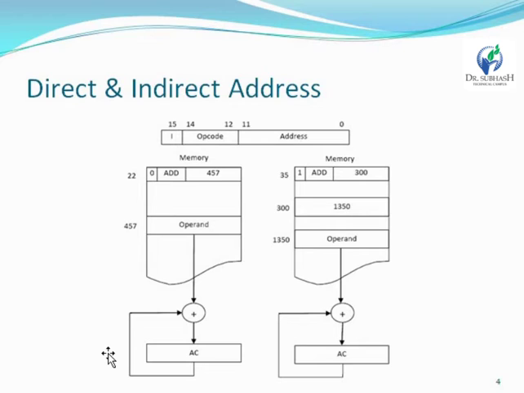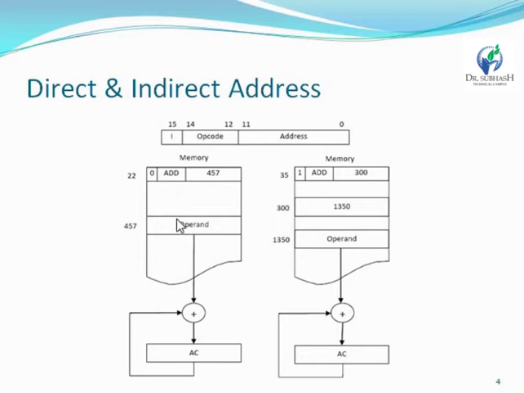So the next is direct address and indirect address. We can start that. Here we can show one diagram. This is the direct address and this diagram is an indirect address. So what is the direct address and what is the indirect address? Here 0 indicates a direct address and 1 indicates an indirect address.